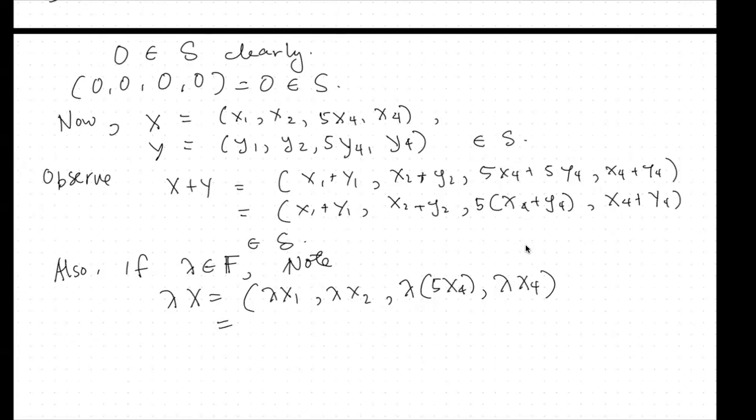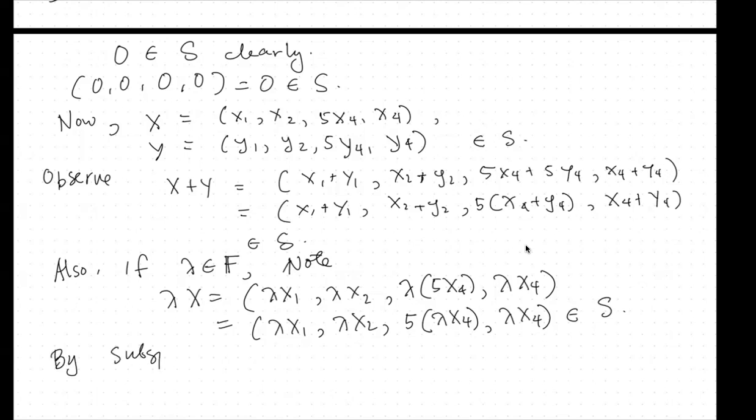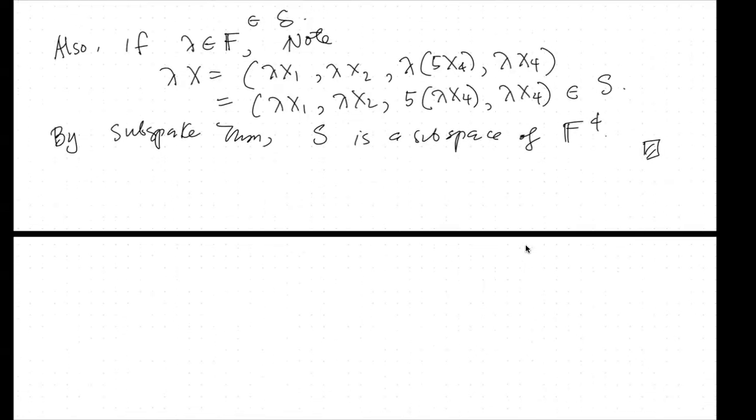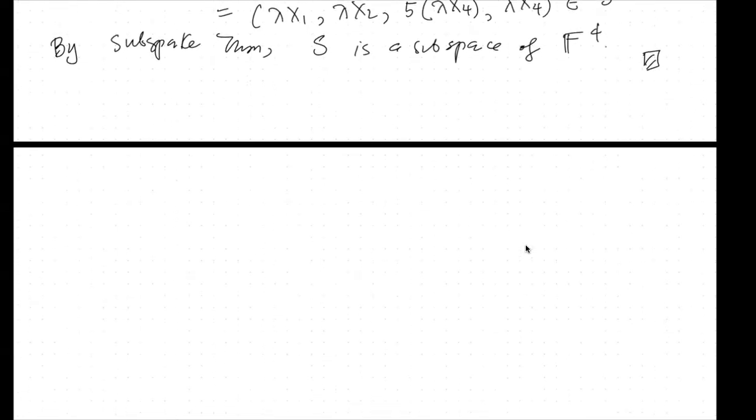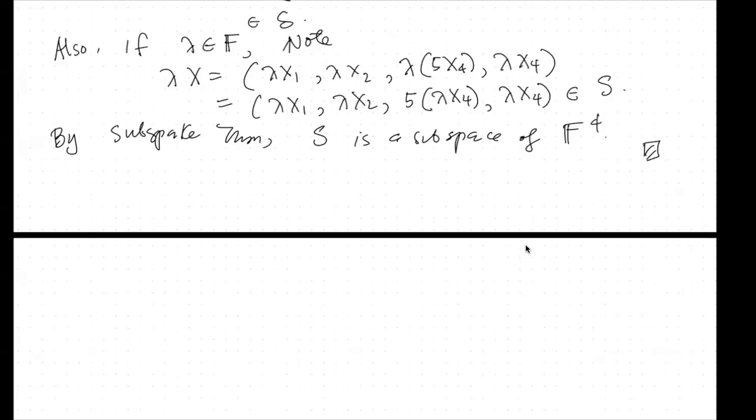Observe that each of the components is an element of F, and then this one we can write as 5 times lambda x4, and then lambda x4, which is clearly an element of S. So by the subspace theorem, S here is a subspace of our F4, box, and that ends the proof. So that's how we show. Not yet. Okay, the box is not yet.